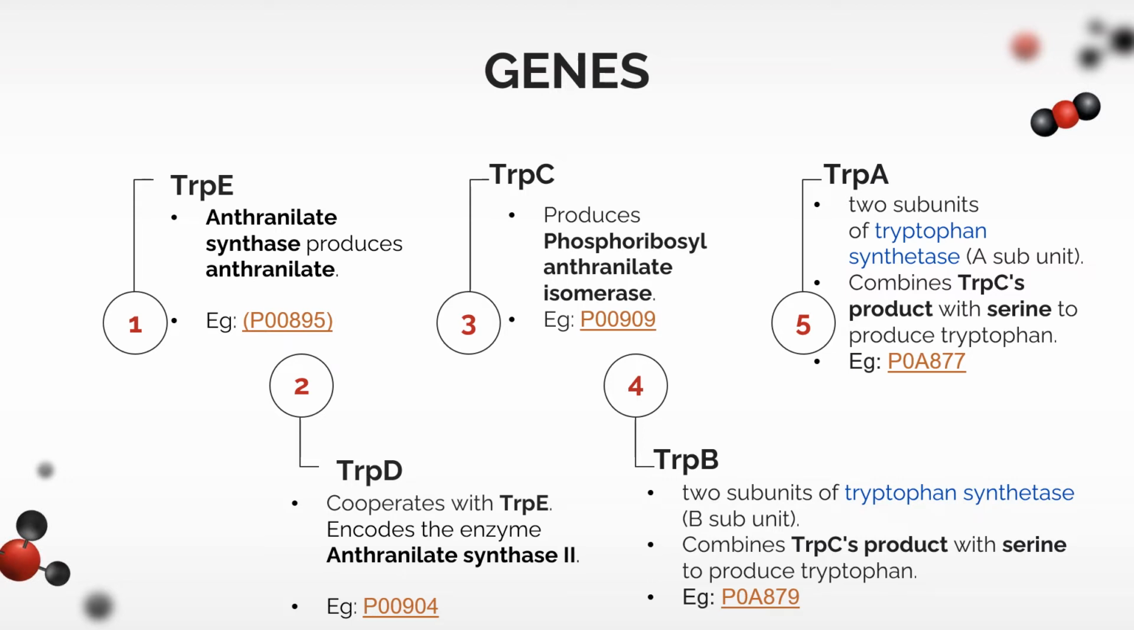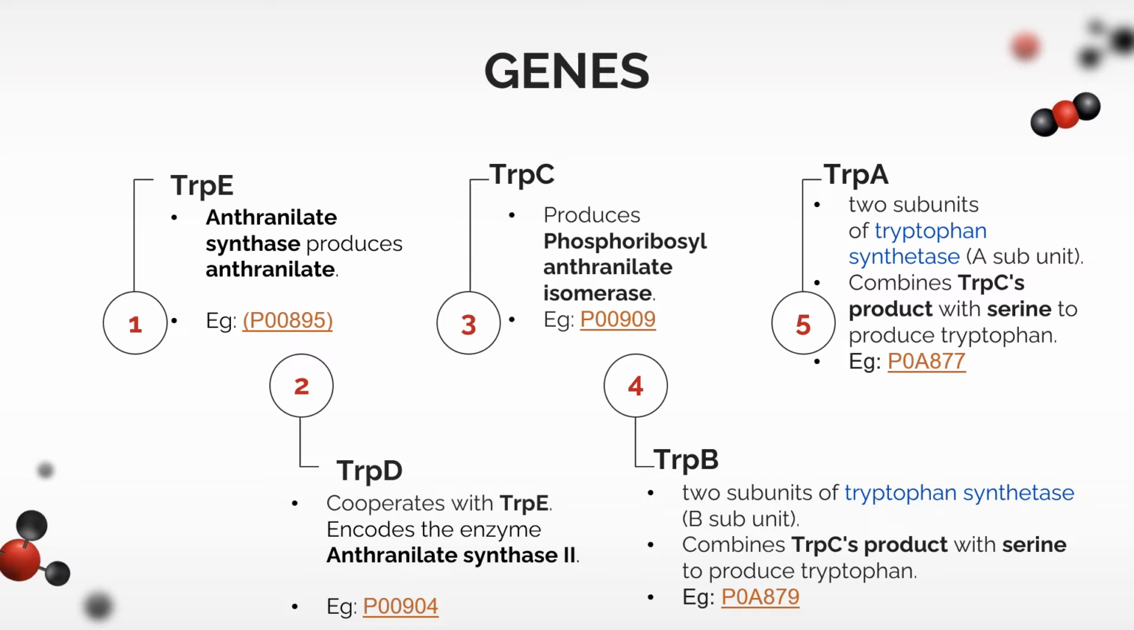The fourth and fifth are trpB and trpA, which form the two subunits of the tryptophan synthetase enzyme. trpA makes the alpha subunit of tryptophan synthetase, and trpB makes the beta subunit. Both trpA and trpB combine with the product of trpC, the isomerase, with serine to produce tryptophan as the end result.